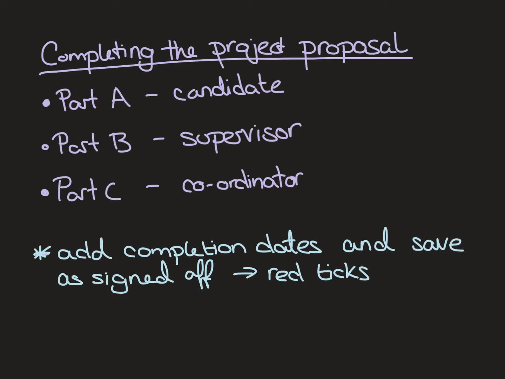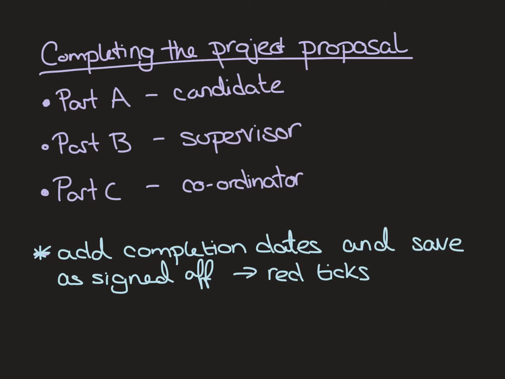And then part C is filled out by the coordinator, and the coordinator then says whether the project is approved, in which case the research project can start, whether it's approved subject to recommendations being implemented, in which case it can start, but you need to keep quite a close eye on those recommendations, or whether the project proposal needs to be resubmitted, in which case we need to go back and have another conversation with that student and get the proposal sorted out.